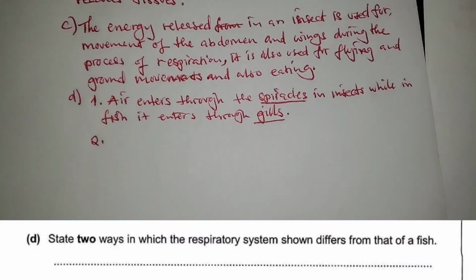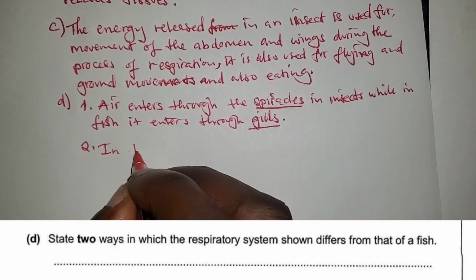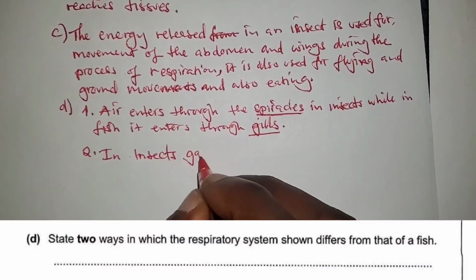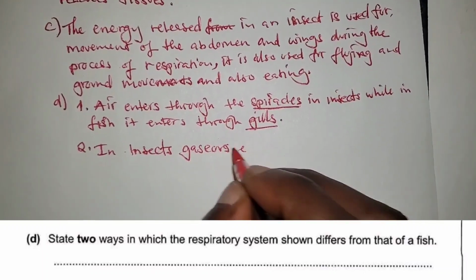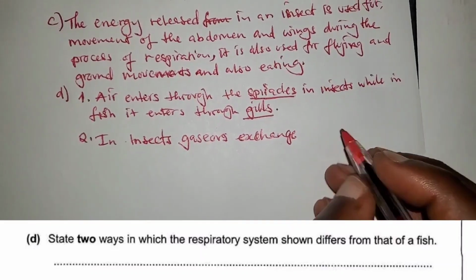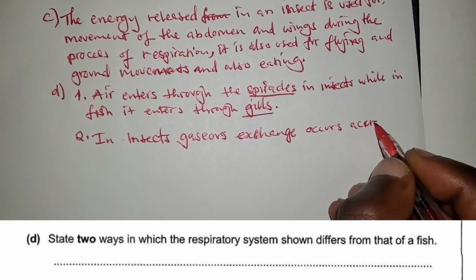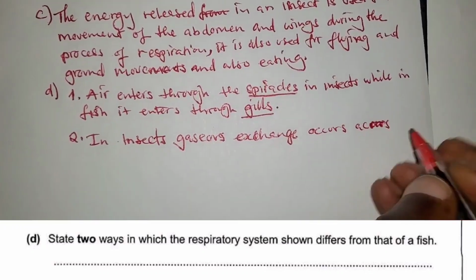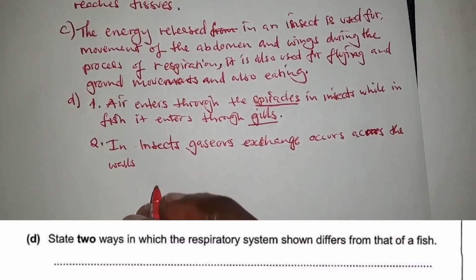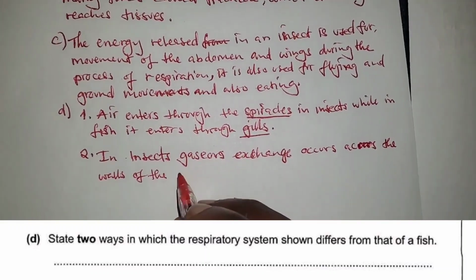Number two. Secondly, say in insects, gaseous exchange occurs across the walls of the tracheas.